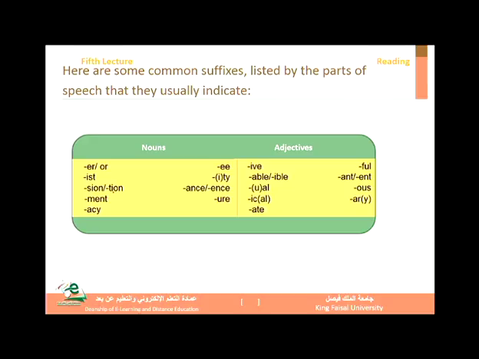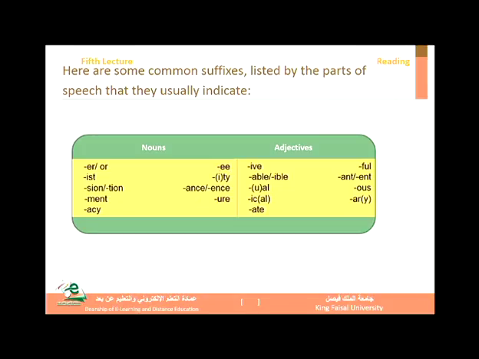Let's say, for example, the word condition or the word mention. They end with tion, so that's why they are nouns. Ment, for example, we have the word development. Acy, for example, we have the word pharmacy or democracy. Ee, for example, we have the word employee. Okay, and so on and so forth.